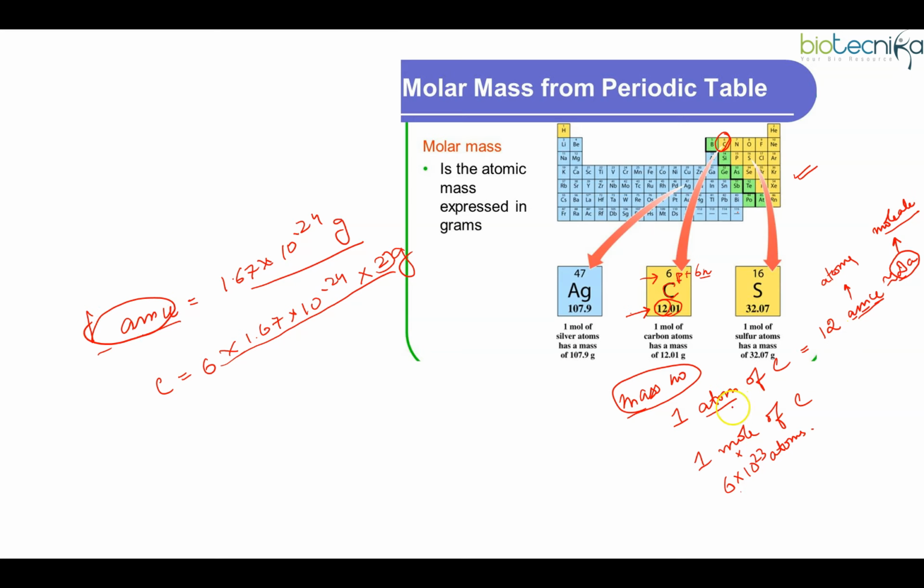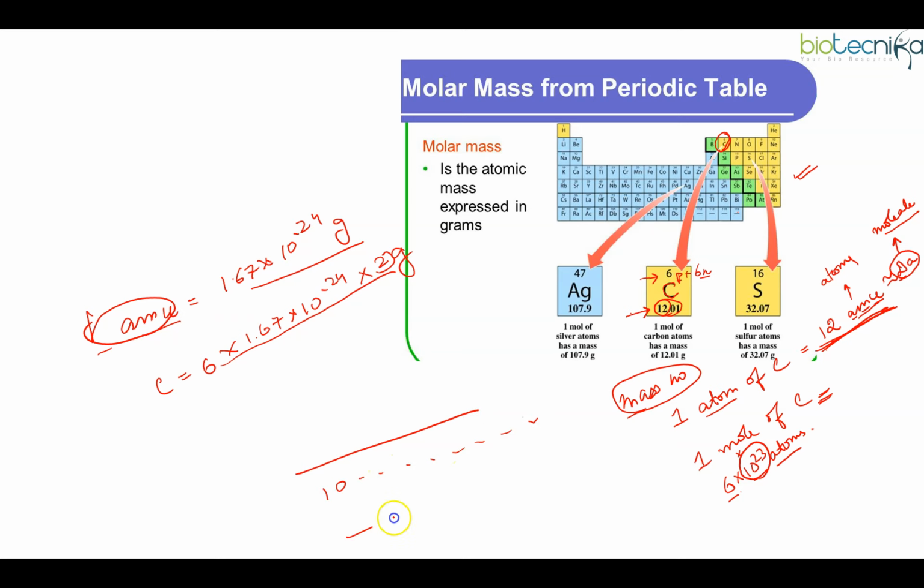So if we have one atom of carbon at 12 AMU, then 1 mole of carbon is 6 into 10 to the power 23 atoms. I hope you understand how much 10 to the power 23 is. It is 10 followed by 23 zeros.